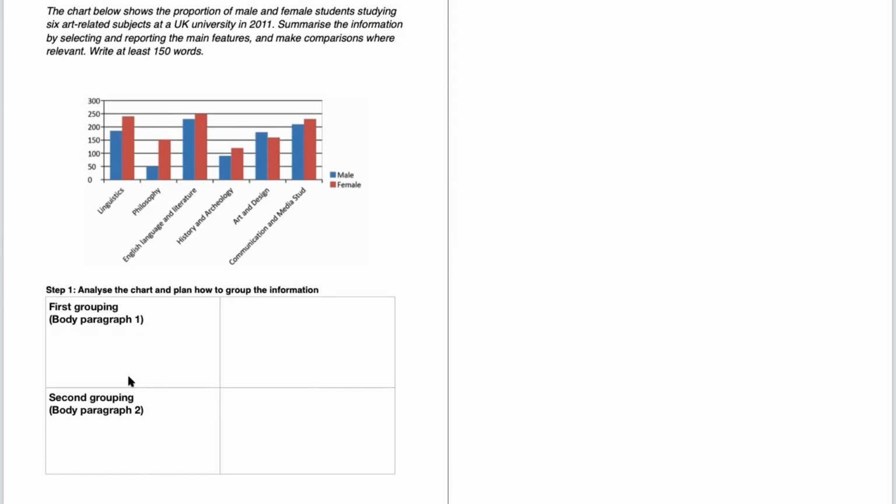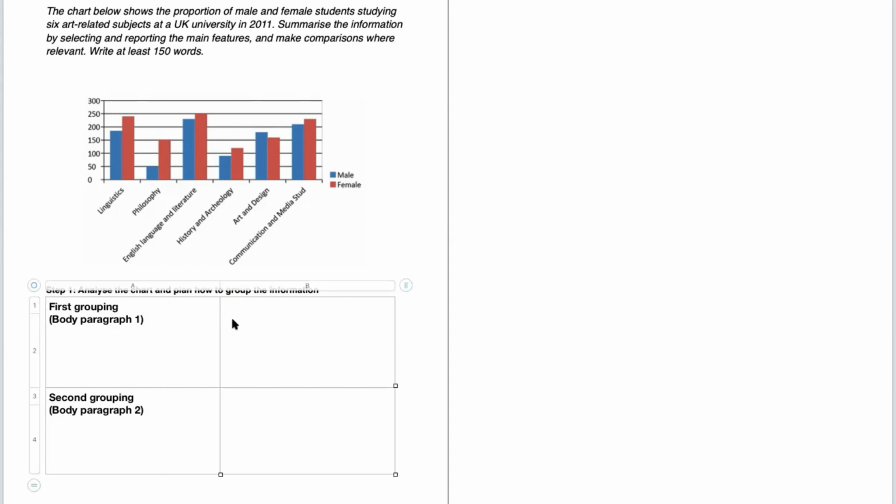Of course, you don't have to have things spelled out or perfect because no one will be looking at this chart, just you. So take a look here on the left side of my chart. You have the first grouping, which is going to be your body paragraph 1, and the second grouping, which is going to be body paragraph 2. Now, obviously, you don't want to make things difficult for yourself. Go ahead and look at how the information is already grouped, and you see that we have male and female.